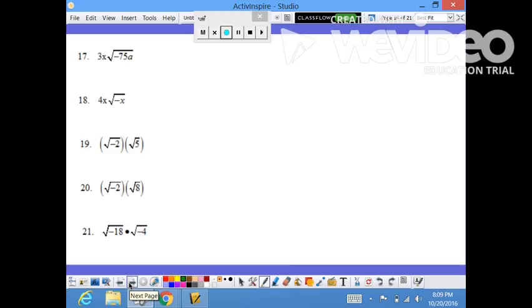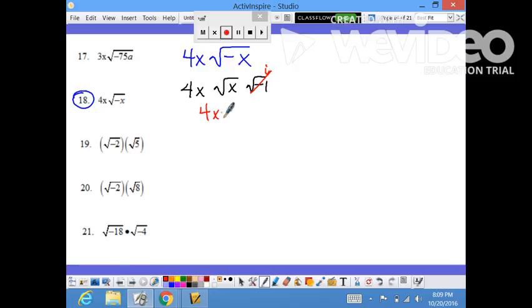All right, number 18. So you have 4x times the square root of negative x. Again, let's rewrite it as 4x times the square root of x times the square root of negative 1. We know that by definition, the square root of negative 1 is just i. So we're going to rewrite it as 4xi times the square root of x. And you're done.